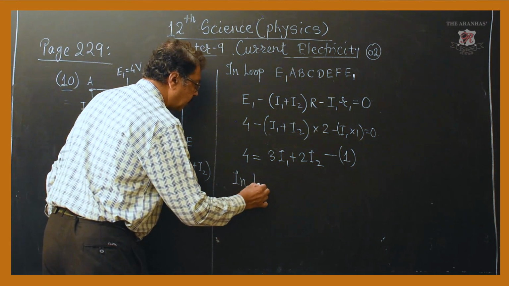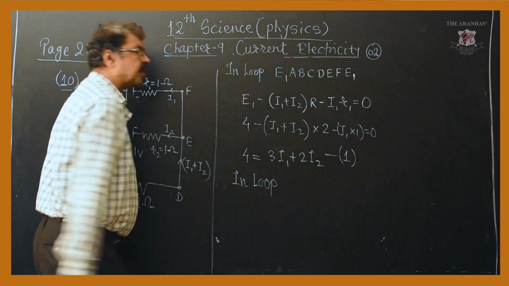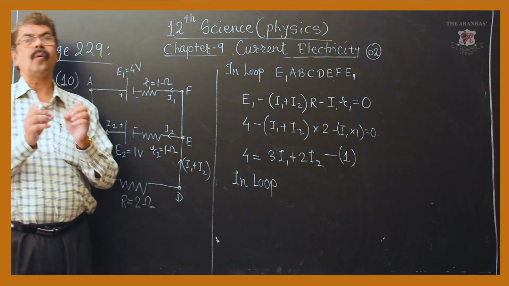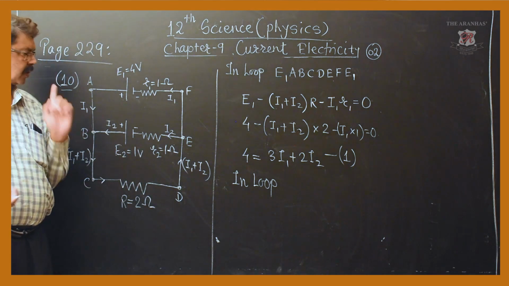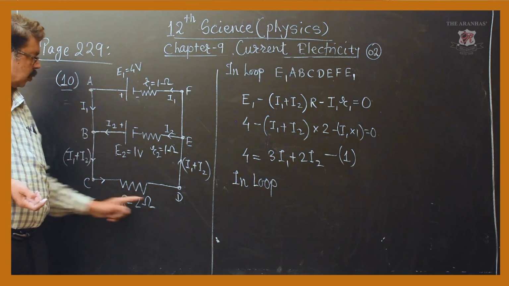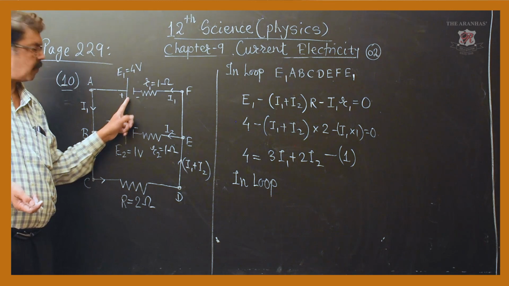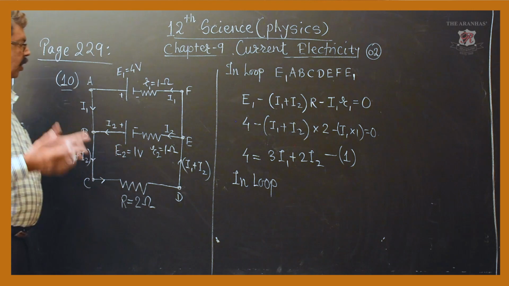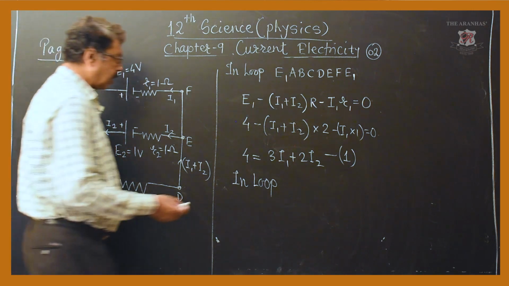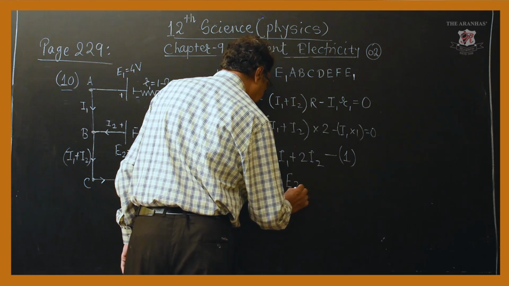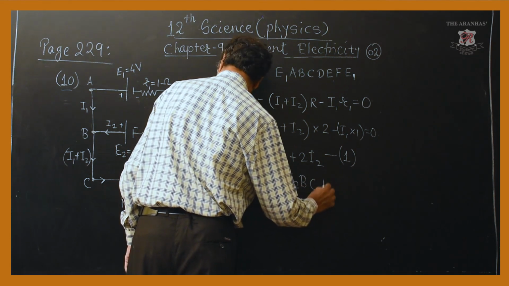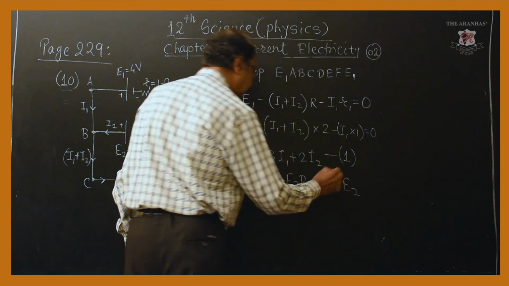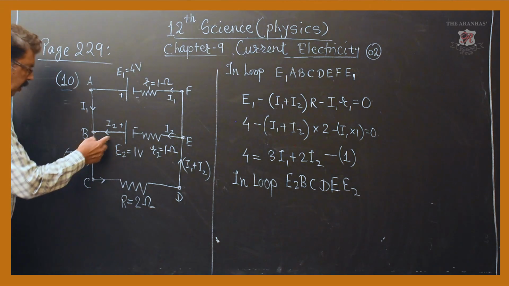Think yourself in the loop. I told you earlier, don't consider the loop, as far as possible, containing 2 or more cells. I am considering this as one loop. So this battery is involved and this as one loop. Now think by yourself. I am writing the loop directly. E2, B, C, D, E, E. This is the loop under consideration.